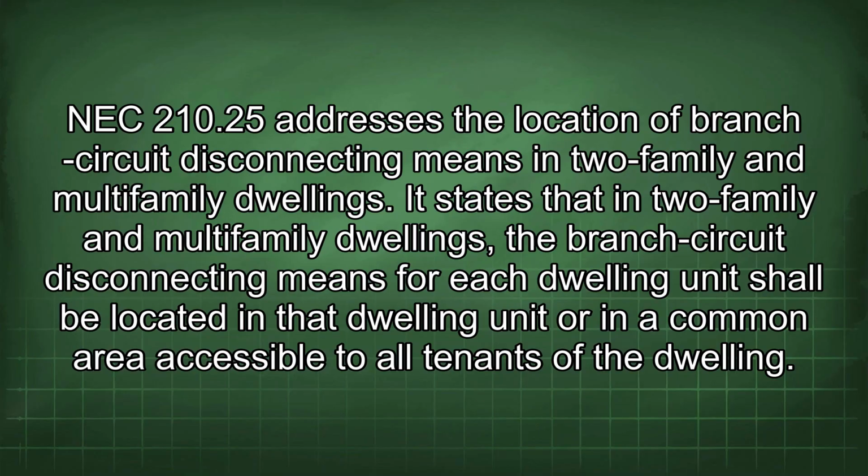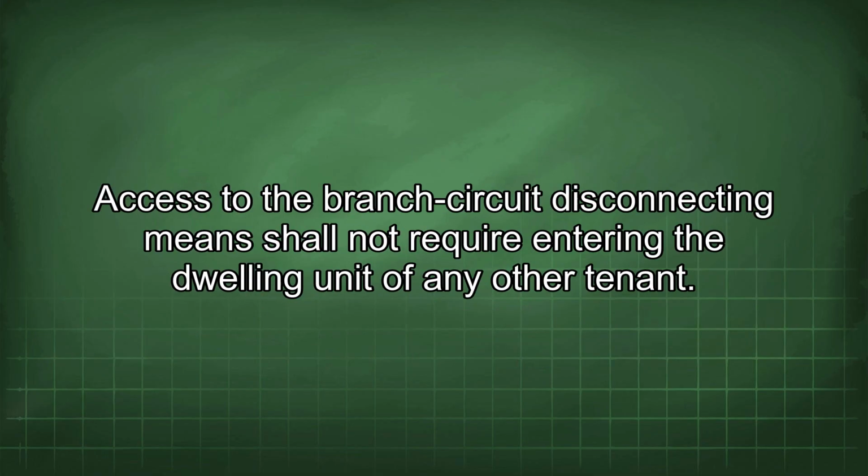NEC 210.25 addresses the location of branch circuit disconnecting means in two-family and multifamily dwellings. It states that in two-family and multifamily dwellings, the branch circuit disconnecting means for each dwelling unit shall be located in the dwelling unit or in a common area accessible to all tenants of the dwelling. Access to the branch circuit disconnecting means shall not require entering the dwelling unit of any other tenant.